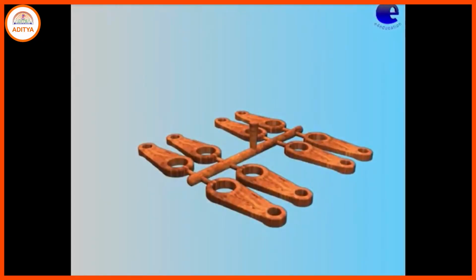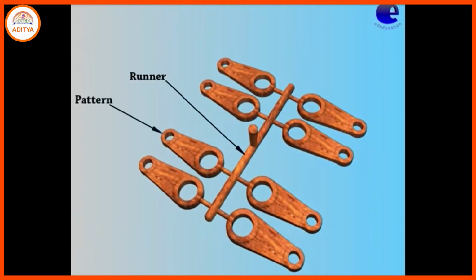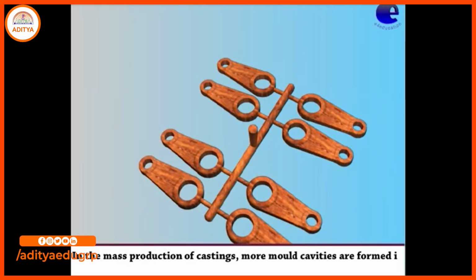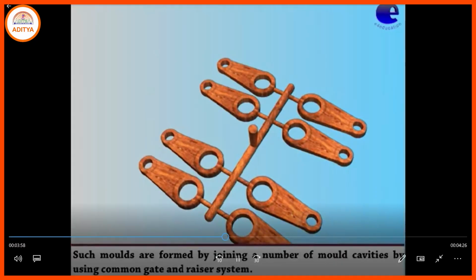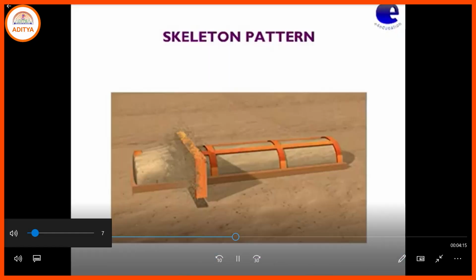Gated pattern means different patterns will be there. The middle part is the runner, that part shows the pouring basin, and that is the pattern, and here gates are there. It means a number of patterns can be produced using a gated pattern. In a gated pattern, different gates are there.